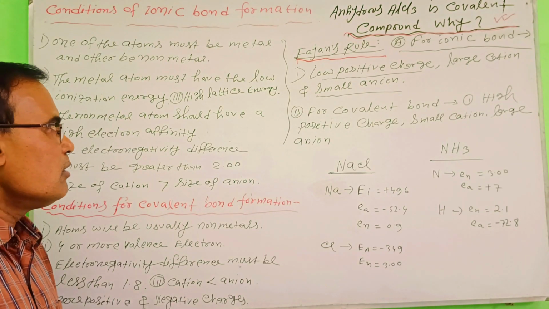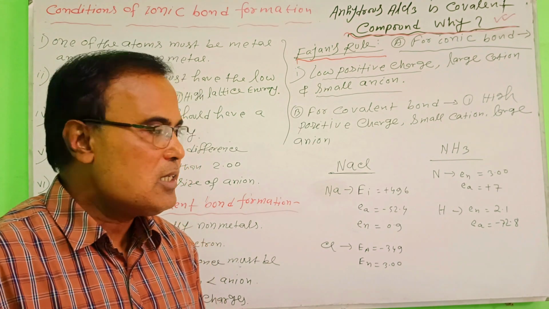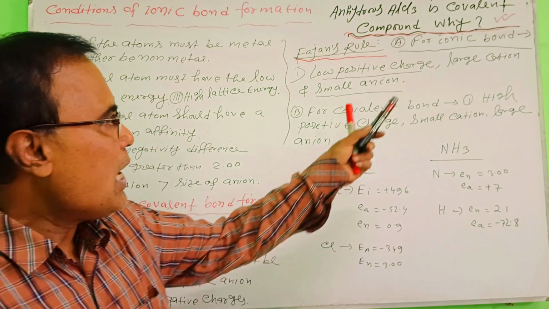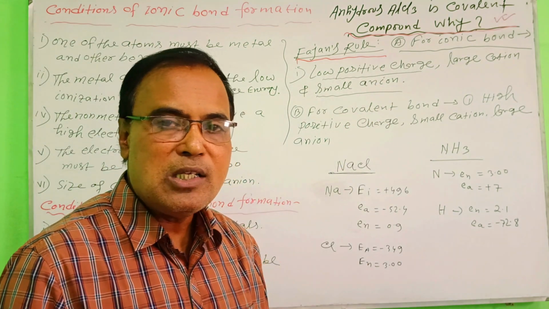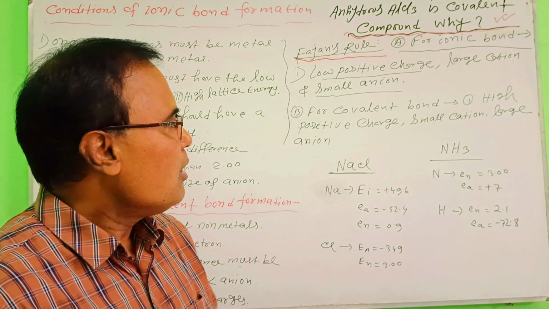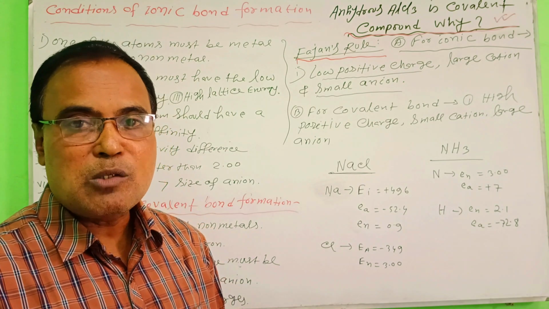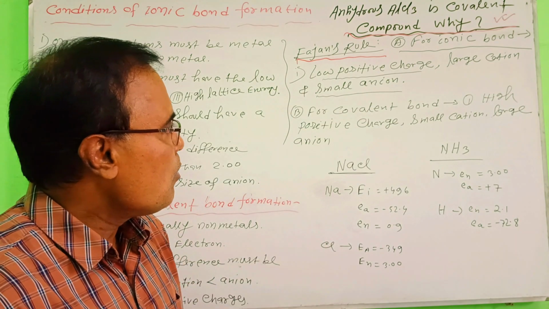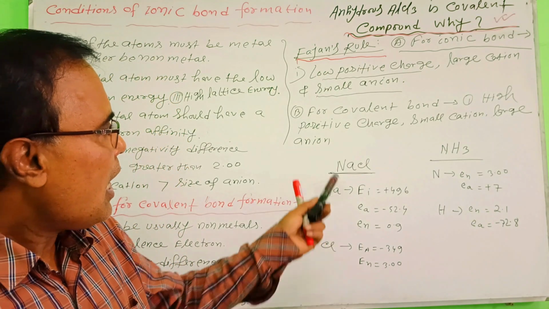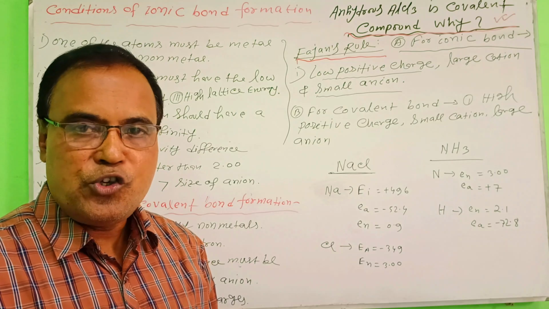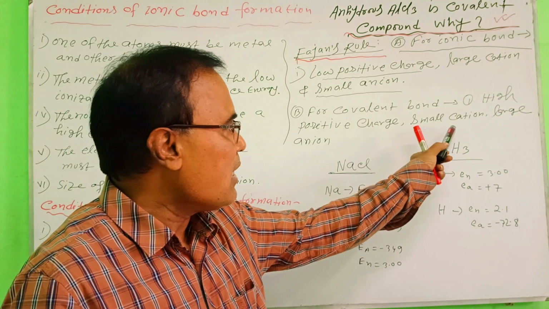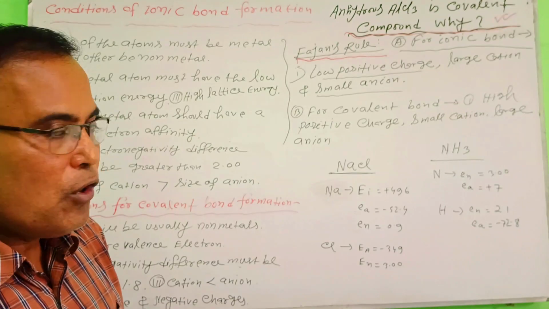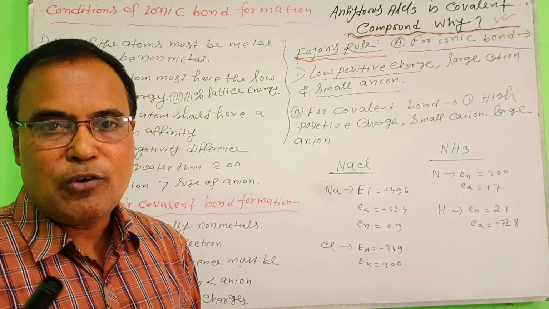Now, third point, Fajan's rule. Fajan's rule tells us some necessary conditions for forming ionic and covalent bonds. For ionic bond, low positive charge, that means cationic charge must be low, a large cation, that means size of cation must be large, and a small anion. Secondly, for covalent bond formation: high positive charge, that means cationic charge must be high, and a small cation and large anion. So students, those are the preconditions for ionic bond formation and covalent bond formation.